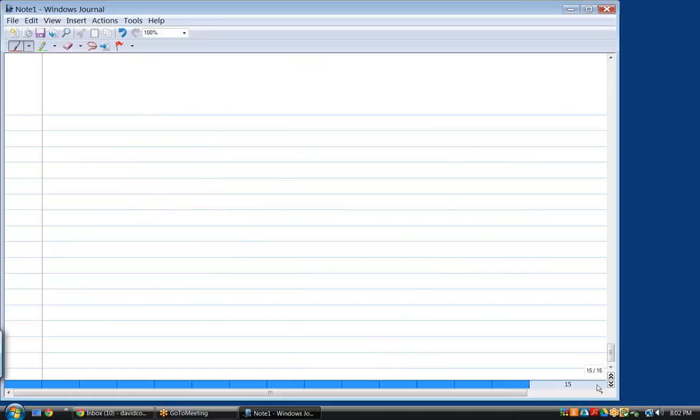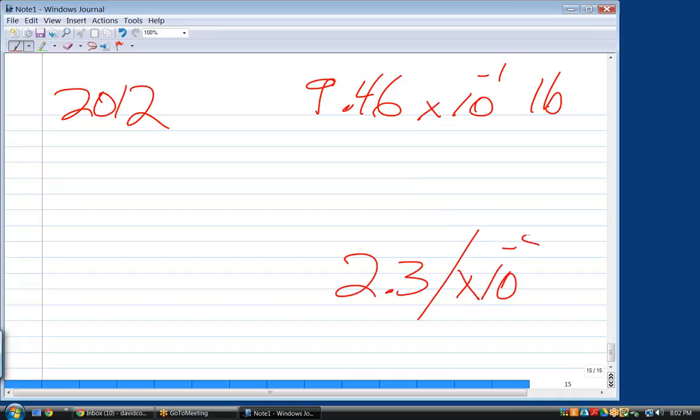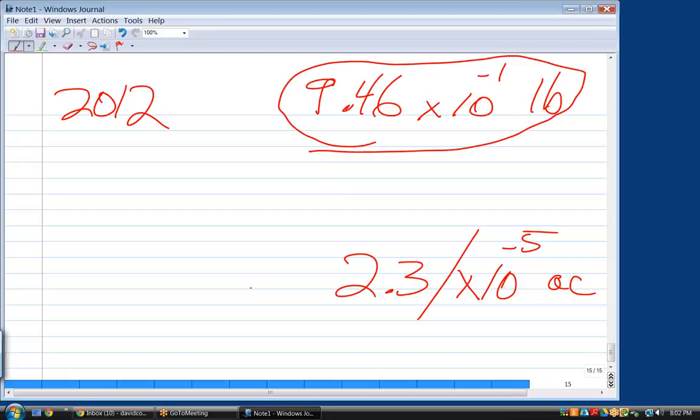What else? This is a word problem. It says in 2012, on average, about 9.46 times 10 to the power of negative 1 pounds of potato was produced for every 2.3 times 10 to the power of negative 5 acre harvested. How many pounds of potatoes on average were produced for each acre harvested? Okay. So this is the total amount of potatoes that was produced. This is the amount of acres.